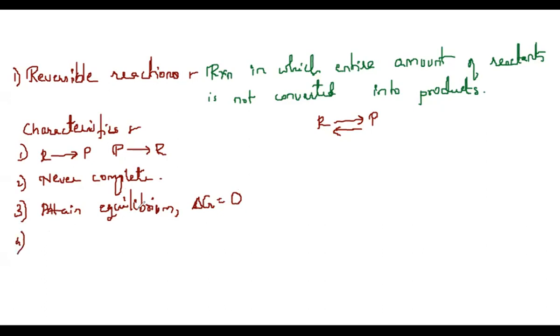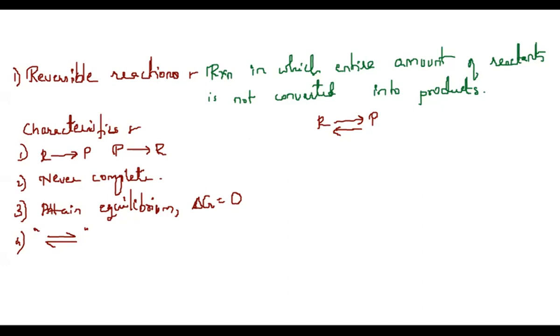Next, we represent this reversibility of a reaction by a certain symbol. You can show it like this. This represents the forward reaction and this represents the backward reaction, or sometimes it is shown like this also. But the better way to represent the reversible reaction is this one. Excuse me. This represents the reversibility of the reaction. Okay. So these are some of the characteristics of reversible reactions.